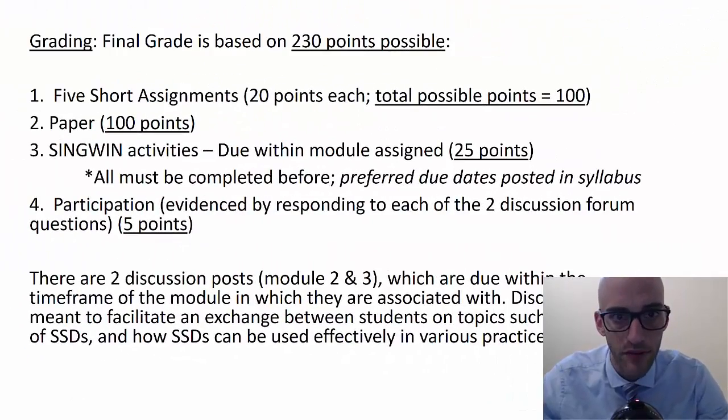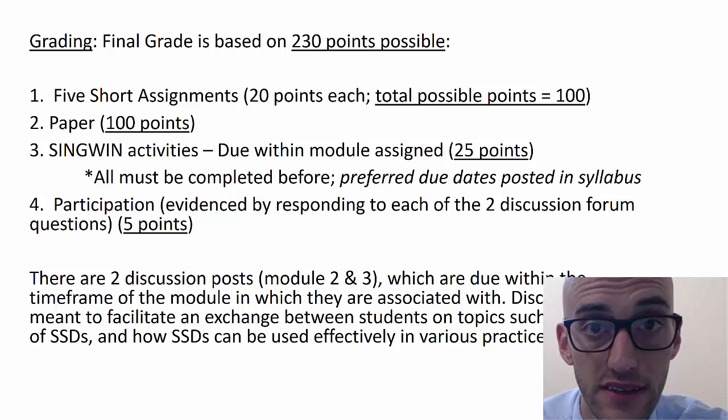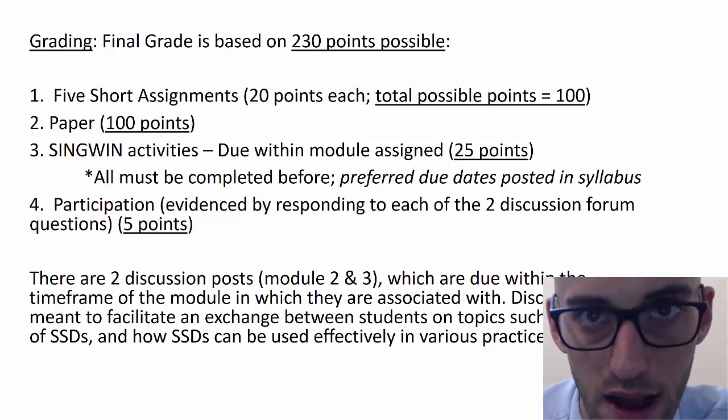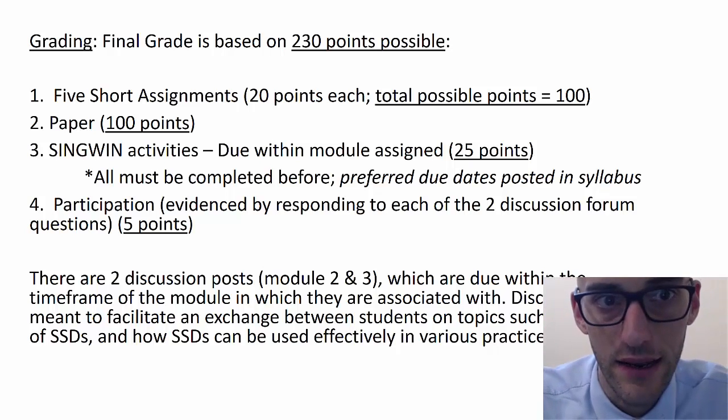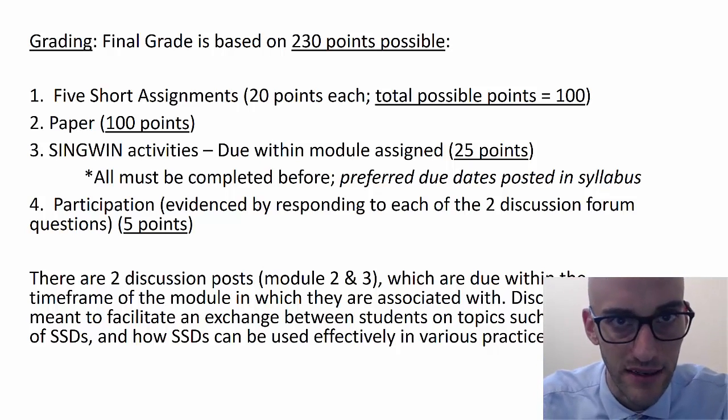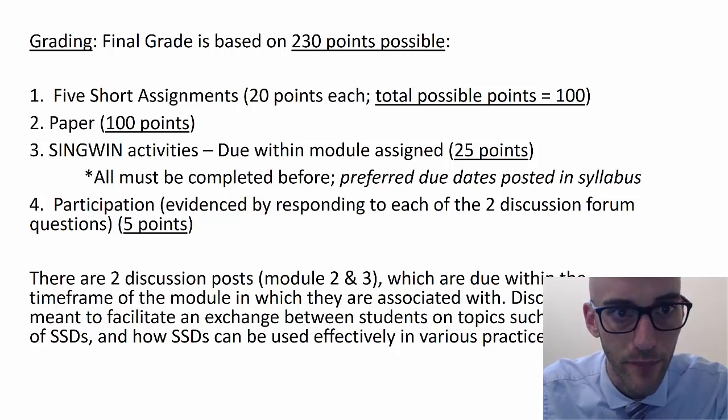So the course is made up of 230 possible points for your final grade. There are 5 short assignments, each worth 20 points. I should mention that each of these short assignments, you get a chance to redo at least one time. So if you do lose any points, I'll give you a chance to resubmit. Also, there's the final paper, which is worth 100 points. And the short assignments build up to the final paper, so you will hopefully stay on track throughout the semester as you're completing your own single system design.